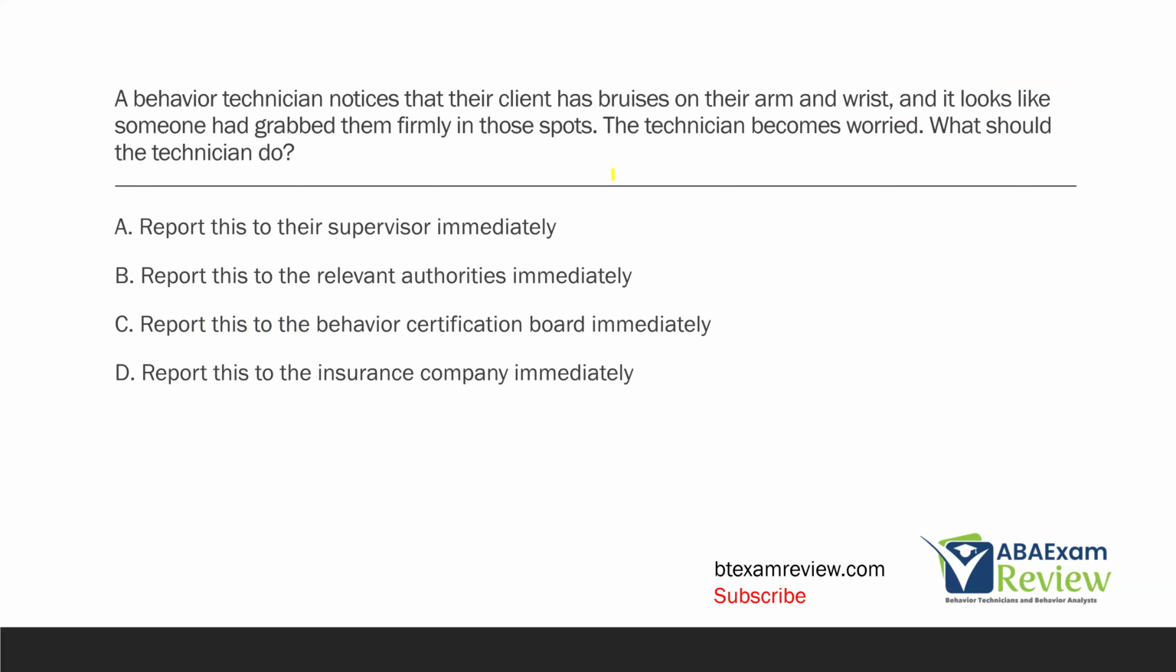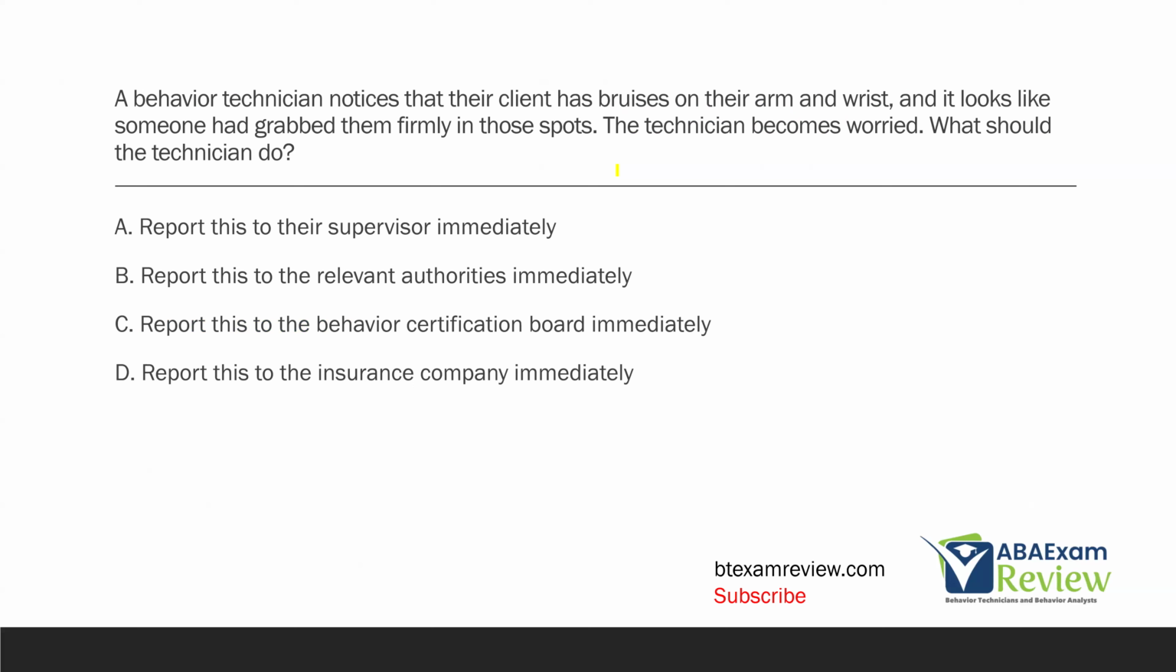A behavior technician notices that their client has bruises on their arms and wrists, and it looks like someone had grabbed them firmly in those spots. The technician becomes worried. What should the technician do? Interesting question here, right? Because we are mandated reporters, meaning if there's abuse, if something's happening, we have to report it. We don't have a choice. However, you've got to be conscious and smart about how you approach this.